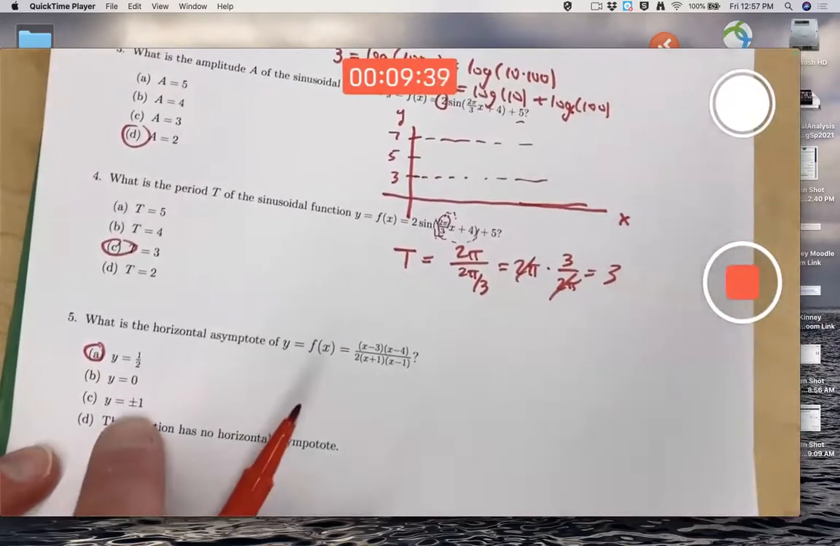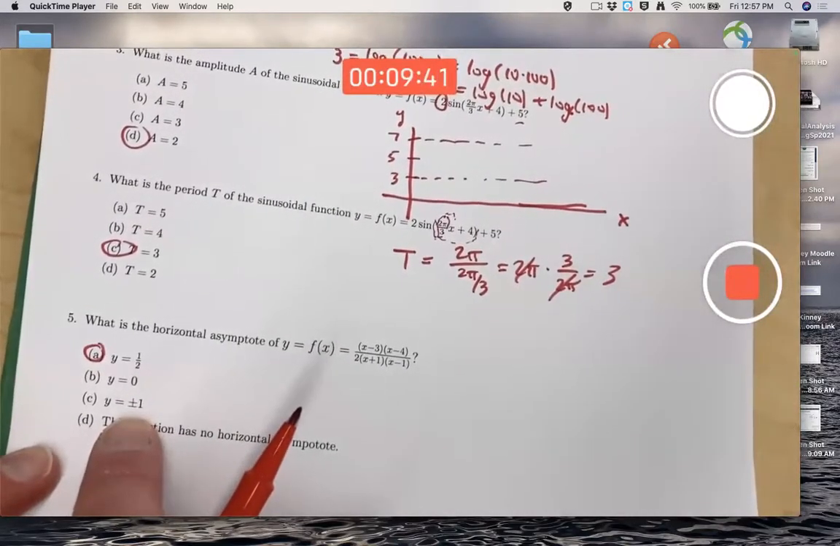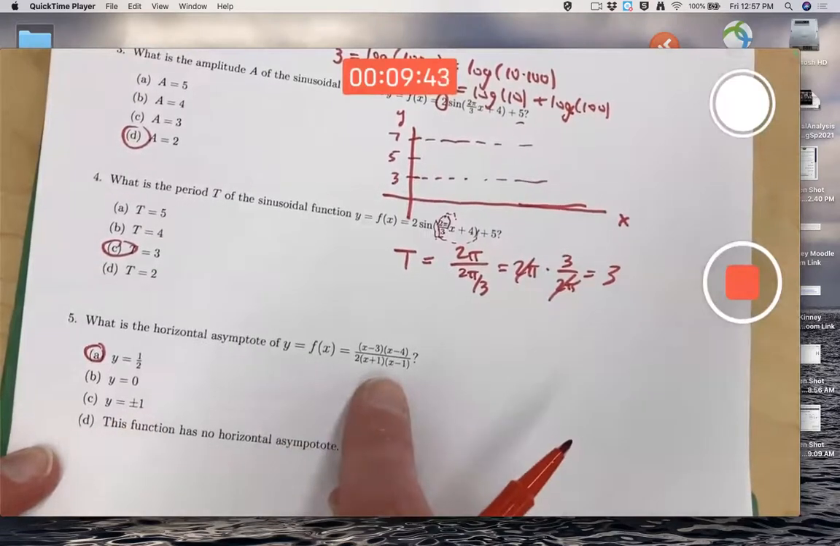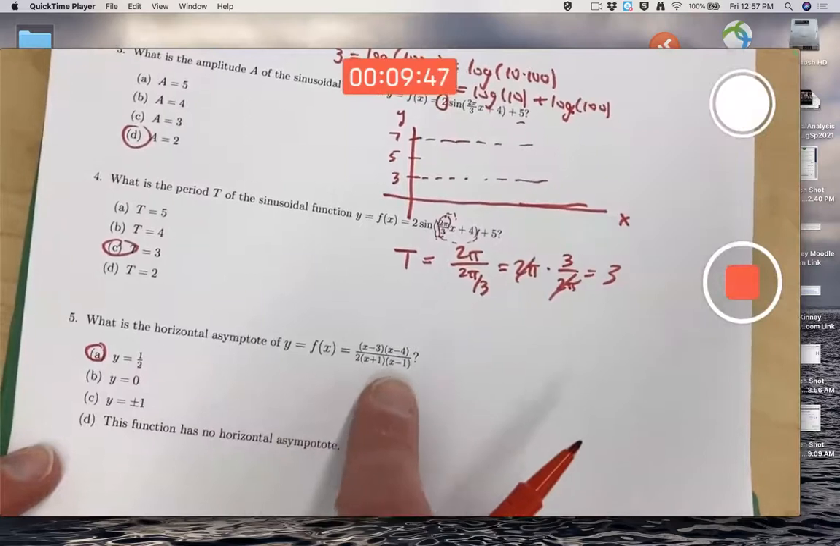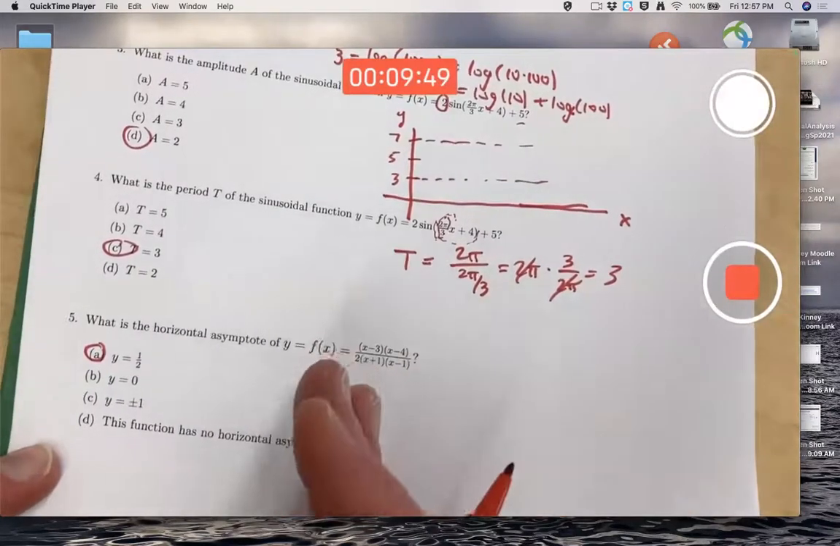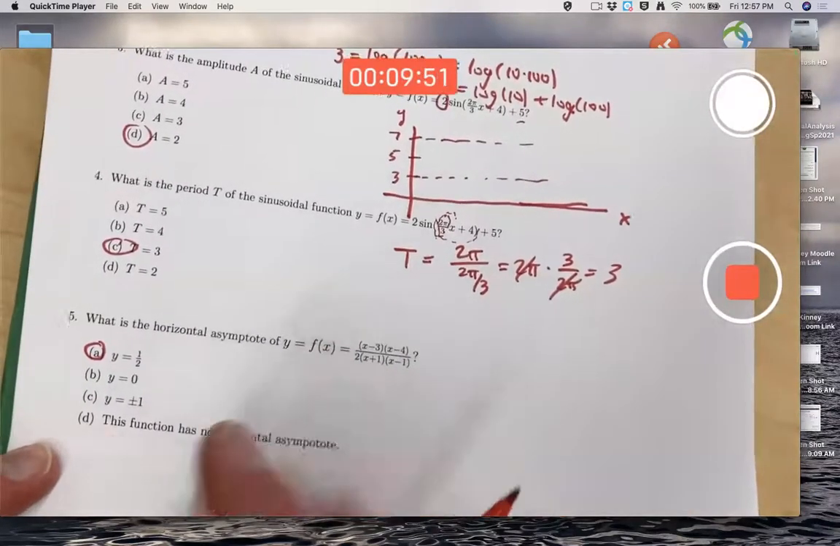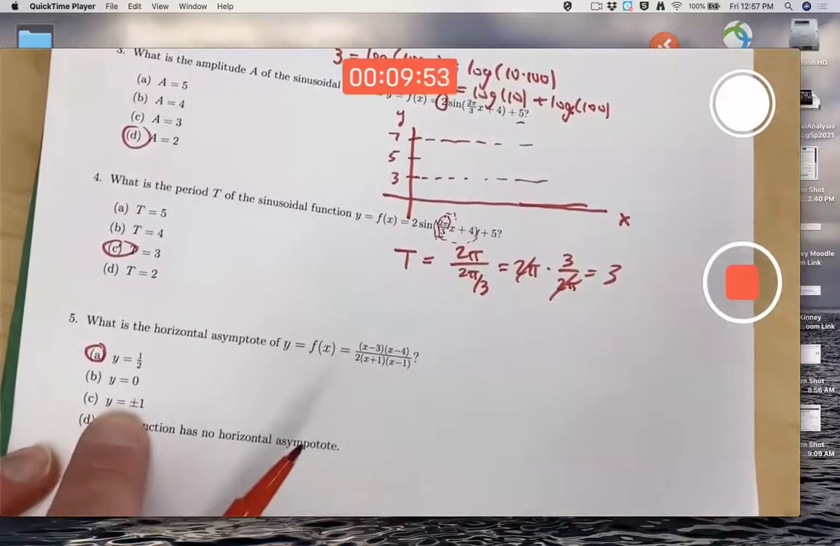The plus or minus 1 are not asymptotes. I did make those match the vertical asymptotes, but that's at x's plus or minus 1, vertical lines or vertical asymptotes. So this is kind of a nonsense answer there.